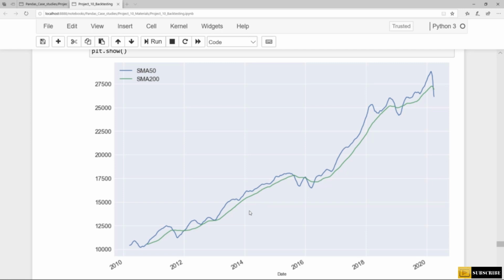And finally, we can observe some points where both curves cross, like here, for example, or here. And that's the so-called moving averages crossovers. And we will build our strategy based on these crossovers. And that's exactly what we're going to do in the next lecture.